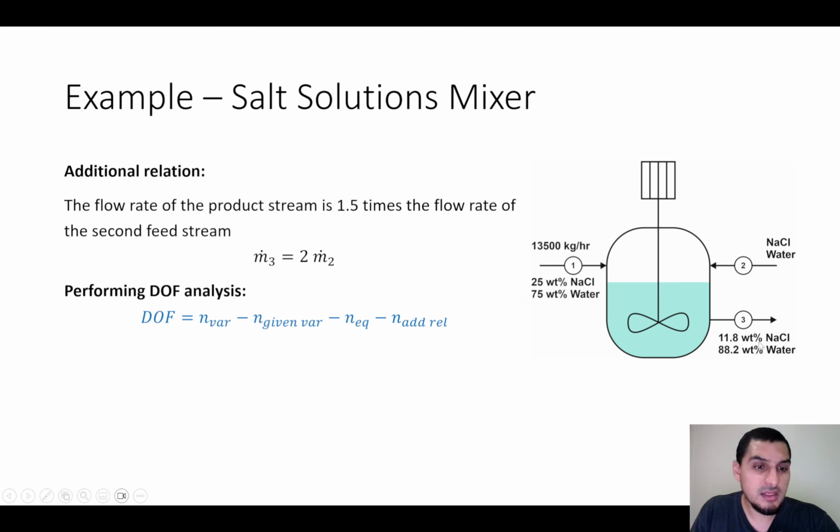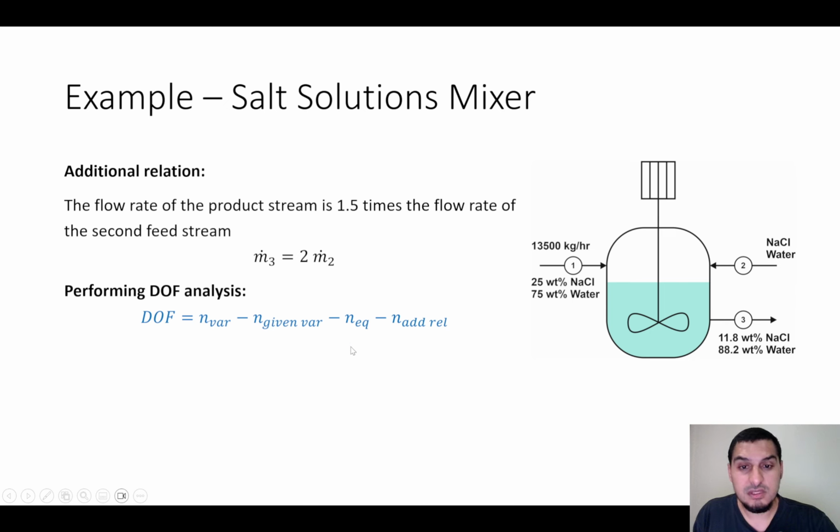So we have 1, 2, and again the same here, we have one of them to be counted. So we have three given variables. So we have 6 variables, 3 of them are given, and for the number of equations we have 2 components. I can write an equation to do the mass balance on sodium chloride and an equation to do the mass balance on water. So we have 2 equations.